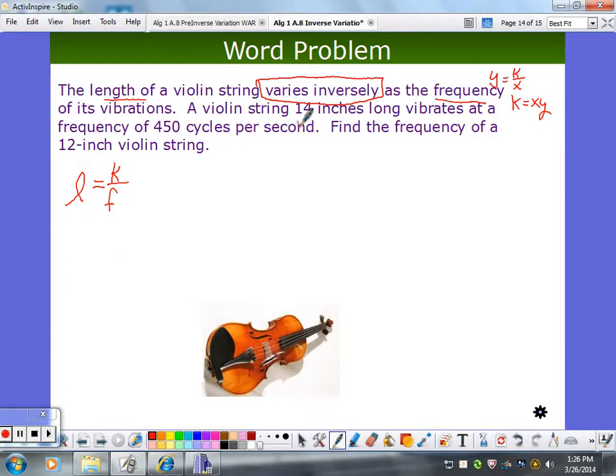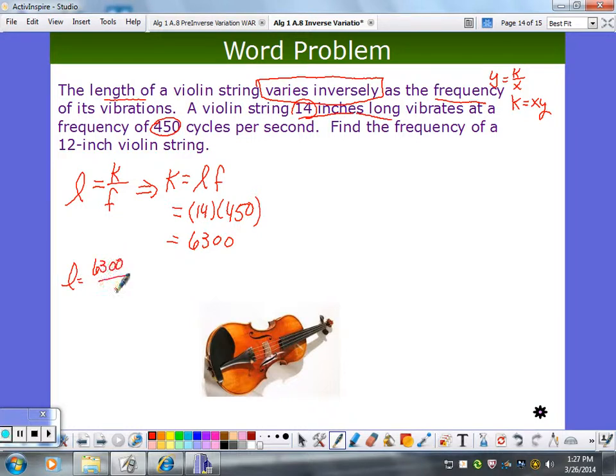All right. So anyways, what do I know? A string that's 14 inches long vibrates at a frequency of 450. So let me put this back: K equals length times frequency. So the length is 14, 450. Well, what is 14 times 450? Oh, okay. So length equals 6,300 over F, right? I just plug in my K value.